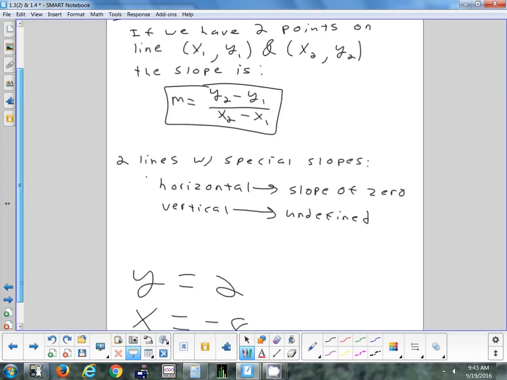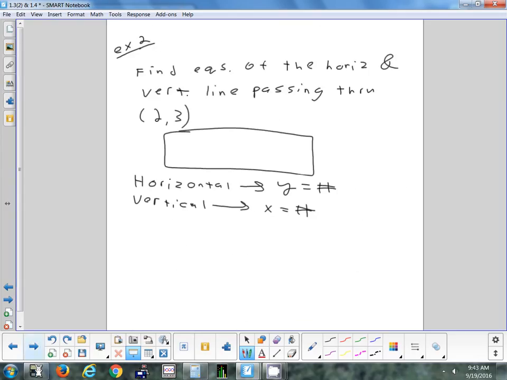So I want to know the equation of, let's start with the horizontal line. So y equals. What would be the horizontal line that would go right through the point (2, 3)?